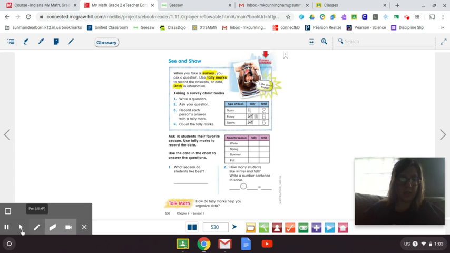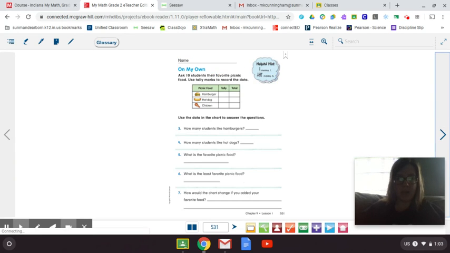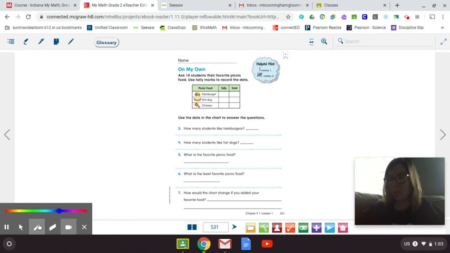Okay, let's go back to my mouse here. Go to the next page. All right, so it says, ask 10 students their favorite picnic food. Use tally marks to record the data. Again, we don't have 10 people to ask right now, and that's okay. We're just making it work.